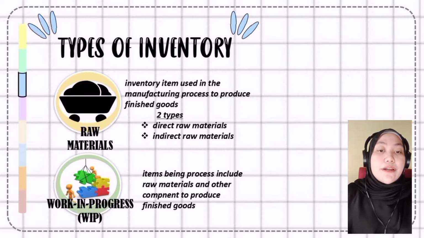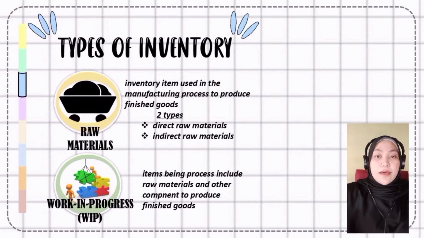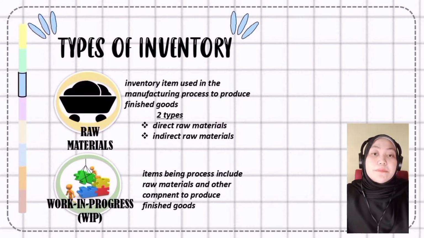The second one is indirect raw materials. Indirect raw materials are not a part of the final product, but instead are used throughout the production process. For example, equipment for the workers, such as uniforms and gloves. The second inventory is work in progress, WIP. In this WIP, items being processed include raw materials and other components to produce finished goods. The finished goods will undergo final inspection or quality control, and after that, these goods will be considered as finished goods.